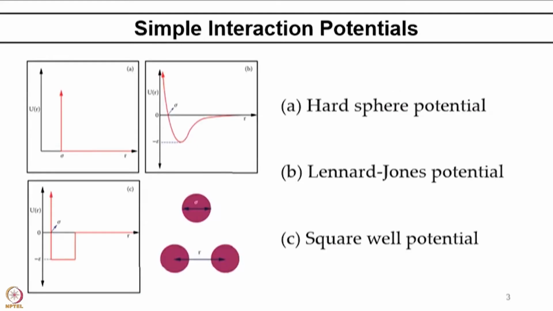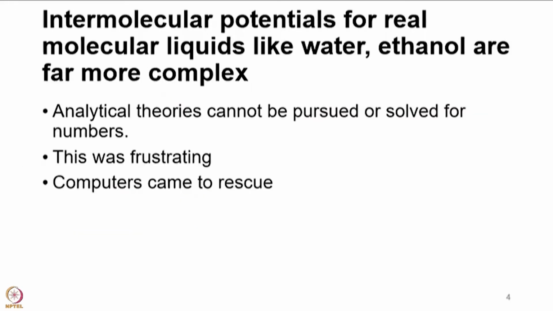And so these intermolecular potentials, like Lennard-Jones, which we discussed in a big way, are just radial potentials between two atoms. And water is a far cry from these things. So real molecules are quite far. The intermolecular potentials for real molecular liquids like water, ethanol, dimethyl sulfoxide, and many other things are far more complex. So analytical theories didn't work, and that is why computer simulation came to the rescue.